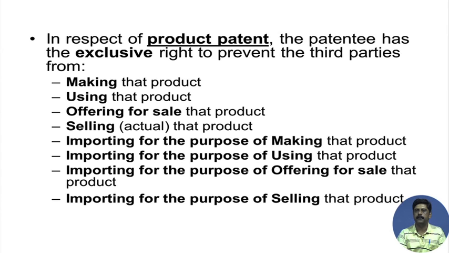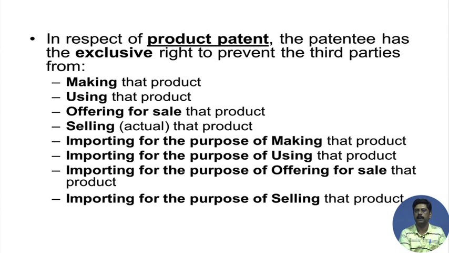So if a patentee has a product invention, let's say an active pharmaceutical ingredient, or a chemical, or a drug, or a product that can also be a device or medical diagnostic kits, he can prevent any third party from making that product. He can prevent any third party from producing that API or that diagnostic kit. Using that product means a third party cannot use that product.